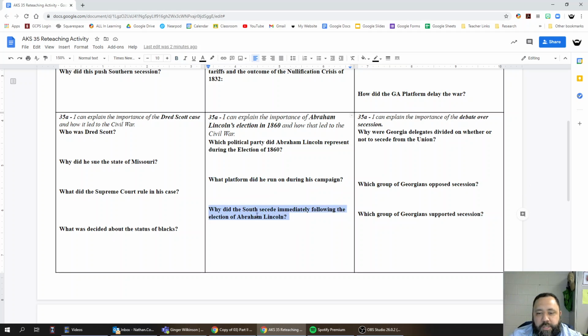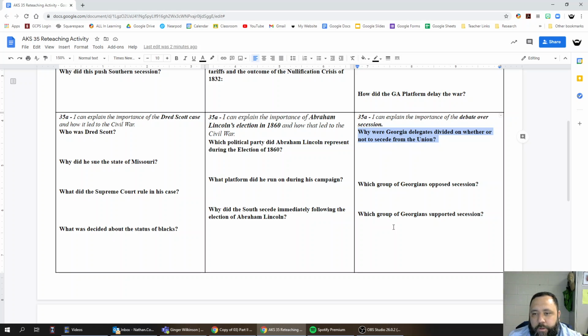Why did the South secede immediately following the election of Abraham Lincoln? They didn't believe him. He may have not called himself an abolitionist, but all the abolitionists called him an abolitionist, and the South also believed that. And so ultimately they didn't trust Lincoln to keep his promise that he wouldn't take actions to restrict slavery. Why were Georgia delegates divided on whether or not to secede from the Union?